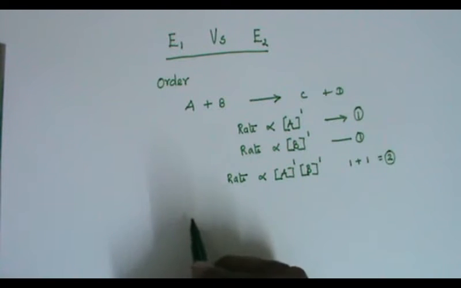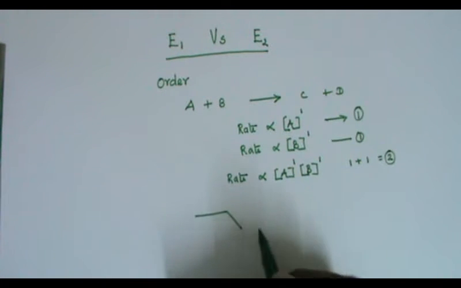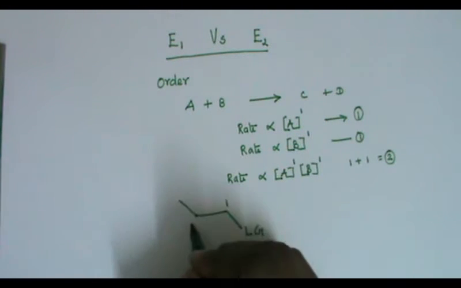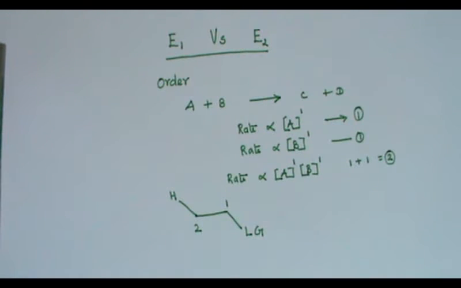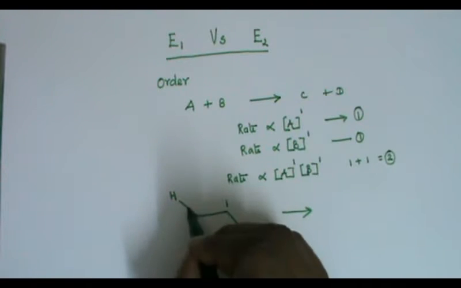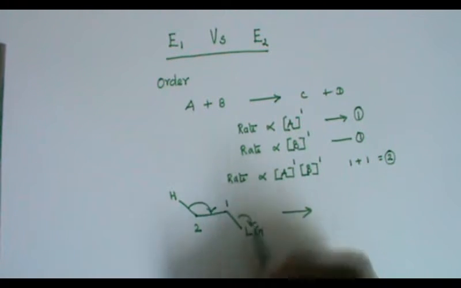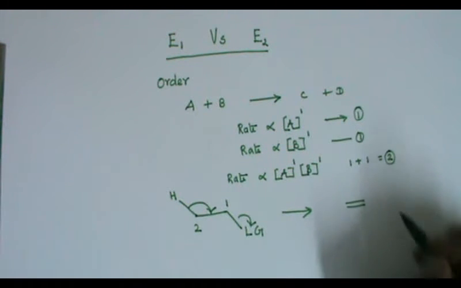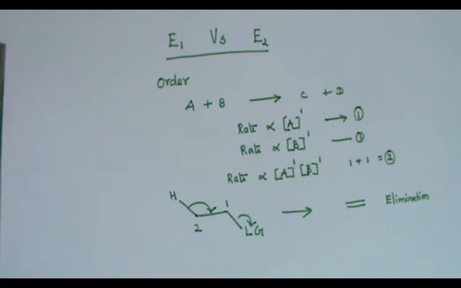Now let us go to elimination. There will be some leaving group on carbon 1. On the second carbon, there will be hydrogen. This hydrogen and the leaving group get eliminated. So this bond falls here, this goes, and what we get is a double bond. That is known as an elimination reaction. We are eliminating some fragment from the substrate. Such a reaction is known as an elimination reaction.